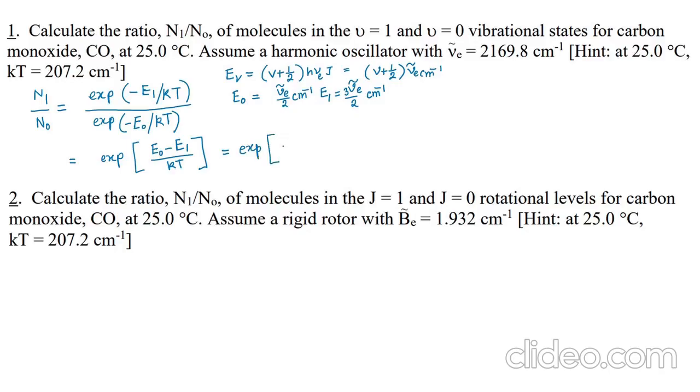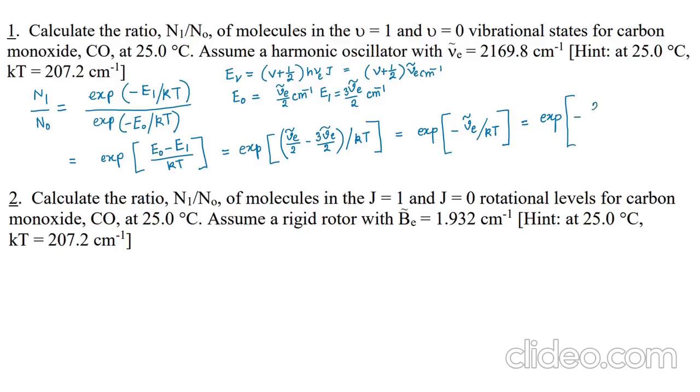So let us do that. We are going to get exponential of (νe/2 minus 3νe/2) by kT. Minus 2νe/2, it is going to be νe, right, by kT. Now kT is given already in centimeter inverse, so we'll just put the values.